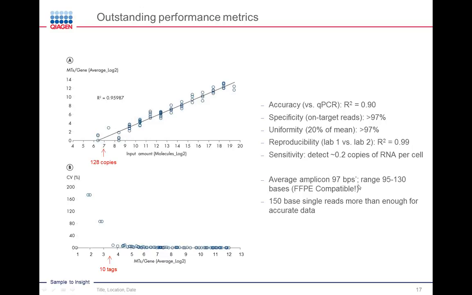As I mentioned, the average amplicon is small. It's around 97 bases. The range is between 95 and 130 bases, making them compatible with RNA extracted from FFPE samples. And if you're using the Ion Torrent or even the Illumina platforms, 150 base single reads is more than enough to get accurate data. You don't really need to run paired end reads. If you want to, you could, but as long as you can get up to 150 bases of single reads, that should be enough for the QIASeq targeted RNA panels.